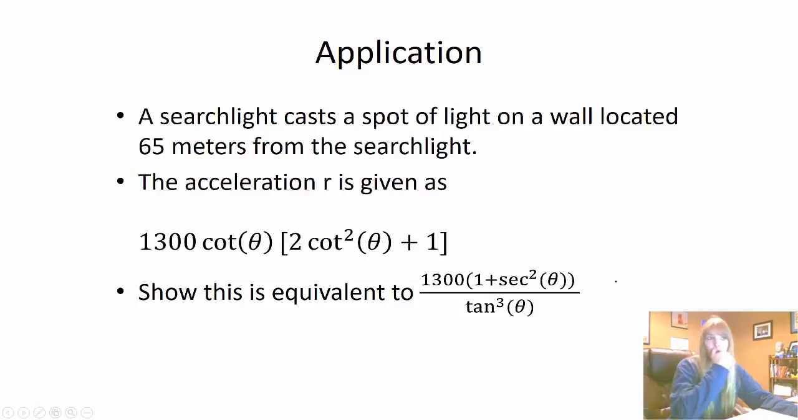All right, next, a searchlight cast a spot of light on a wall located 65 meters from the searchlight. The acceleration r is given as 10. And we're going to show that it's equivalent to 10.